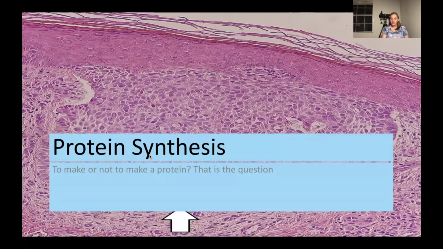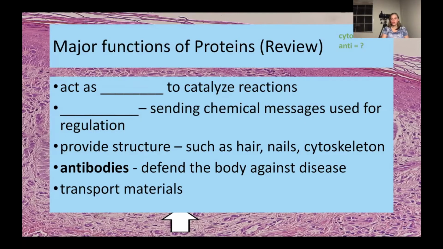The order of these amino acids is going to be coded for by nucleic acids like DNA and RNA, and we're going to talk about how that works today. Proteins do all of the work for the cell, and therefore they have a lot of different functions. These are just a few.